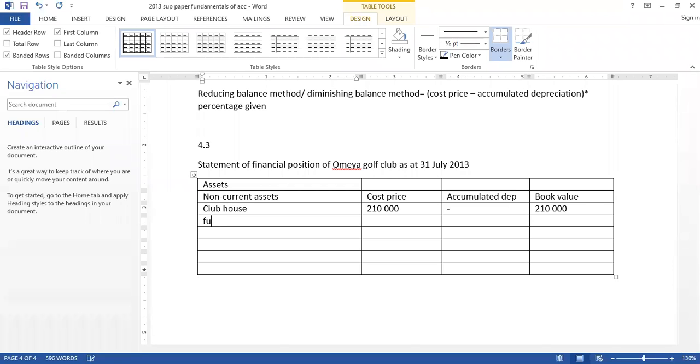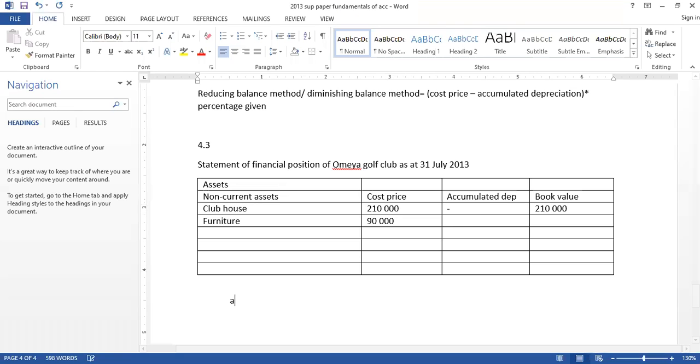We have furniture. So what is the cost price of our furniture? Our furniture cost is 90,000. And what is our accumulated depreciation? The accumulated depreciation that you record in your balance sheet is the accumulated depreciation given in the trial balance plus depreciation for this year.